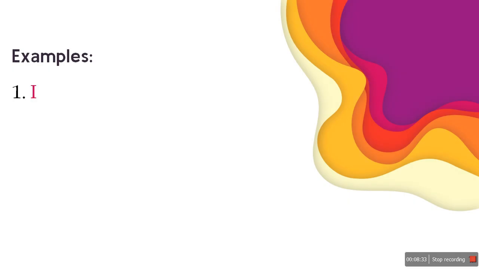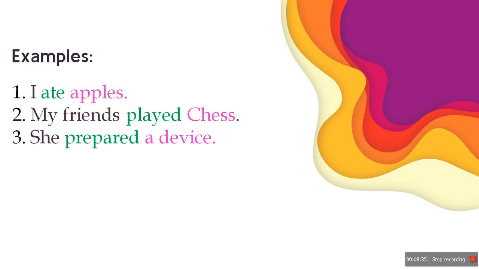Next example, see. I ate apples. My friends played chess. She prepared a device. So in the example, I ate what? Apples. Apples is an object of the verb ate. So ate is a transitive verb. Example 2. My friends played chess. What they played? Chess. So chess is the object of the verb played. So played is a transitive verb. She prepared a device. She prepared what? A device. A device is the object of the verb prepared. So prepared is a transitive verb. Is it clear? That's good.